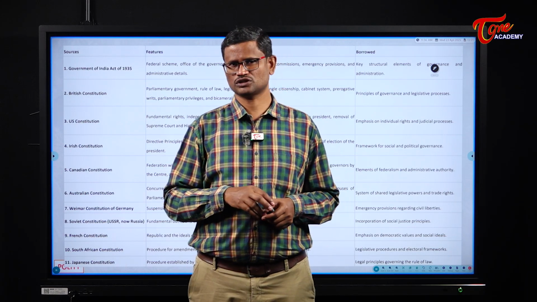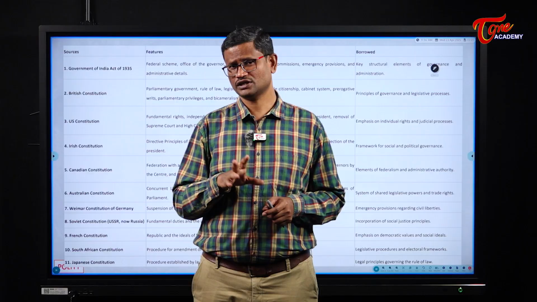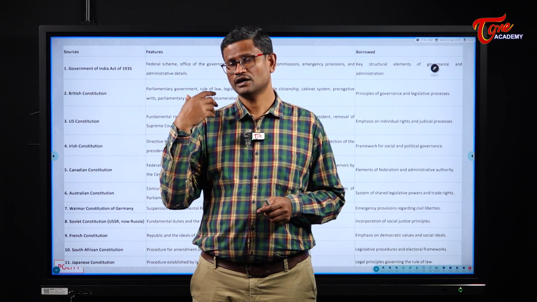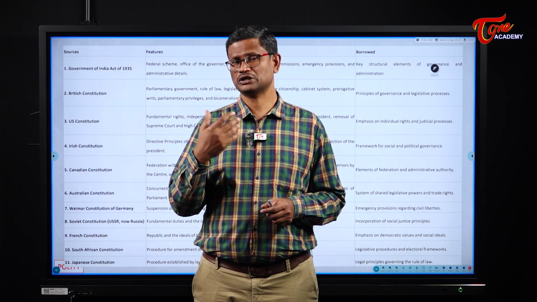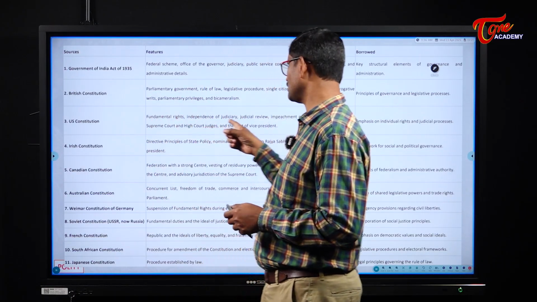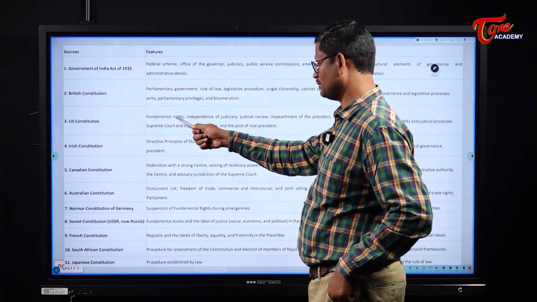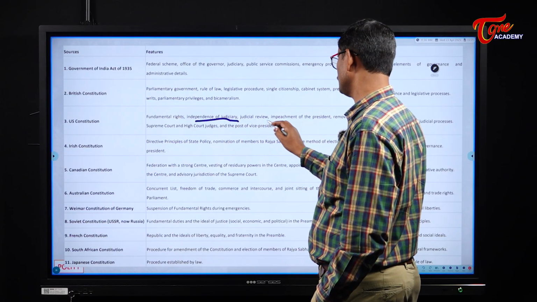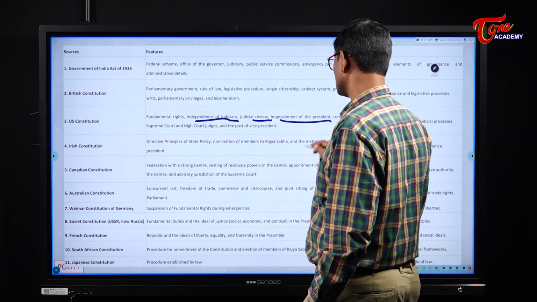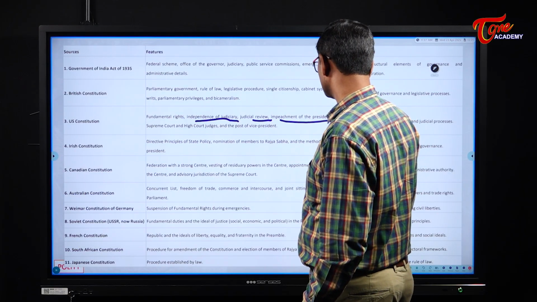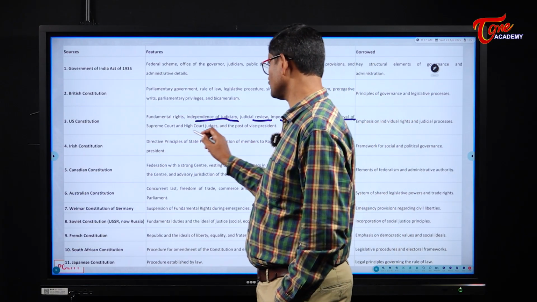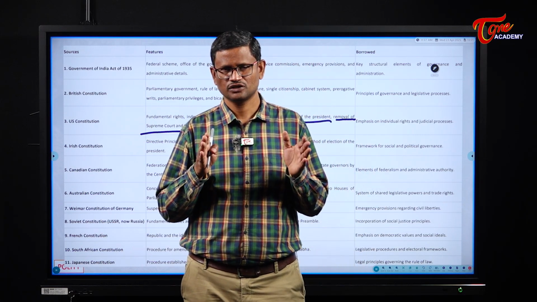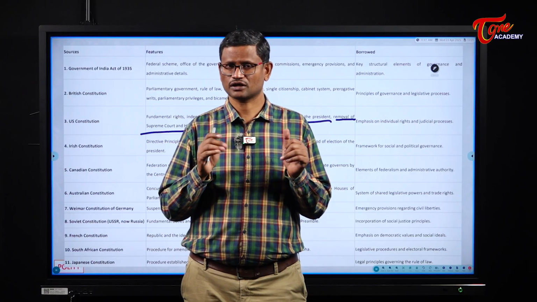Then from the American Constitution, we have borrowed the idea of a federation, the idea of judicial review, the concept of an independent Supreme Court, and the concept of fundamental rights. See, fundamental rights, independence of judiciary, judicial review, impeachment of the president, the way the president of India is removed, the procedure for the removal of the judges of the Supreme Court and High Court, and the office of the vice president. These are the features which we have borrowed from the American Constitution.